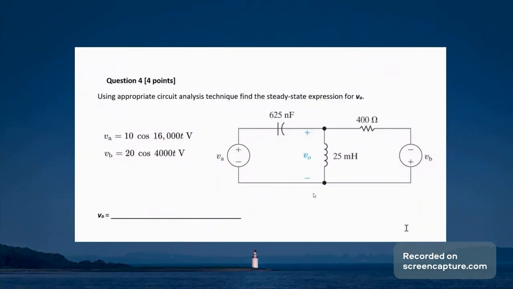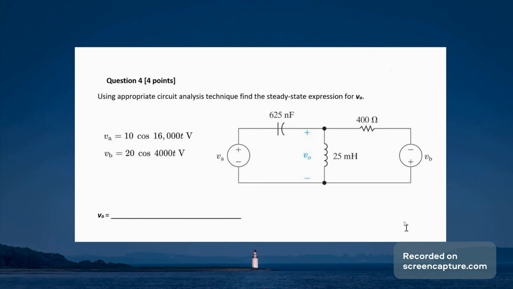Finally, we have problem number 4. For this problem, we are given two sources, and we have to find the steady state expression for the voltage right here. To do that, all we have to do is just use the law of superposition, which states that the voltage is equal to the voltage it experiences from this one plus the voltage it experiences from this source. So essentially, you just turn one off at a time, find the steady state expression through VO, which we already know how to do, and then add that with the other one.